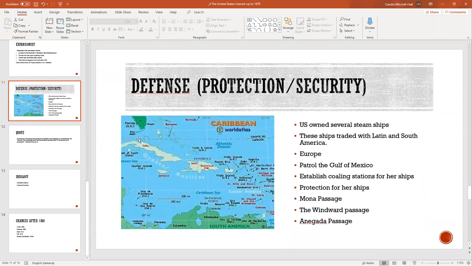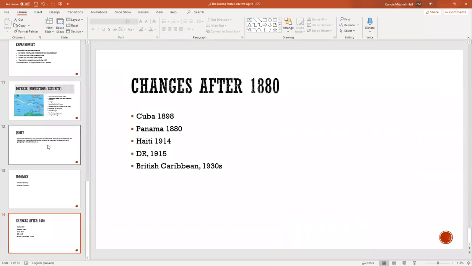Because Europe could say, listen, you can't travel through our waters. And so she was very interested in the Caribbean to protect her trade, to protect her goods that she was sending from North America to different parts of the world and from different parts of the world to North America. But one thing we need to know is that while they were interested in the Caribbean before 1870, after 1880 they got highly involved. They're going to take over Panama, Haiti, the Dominican Republic, and different parts of the Caribbean, controlling the British West Indies.